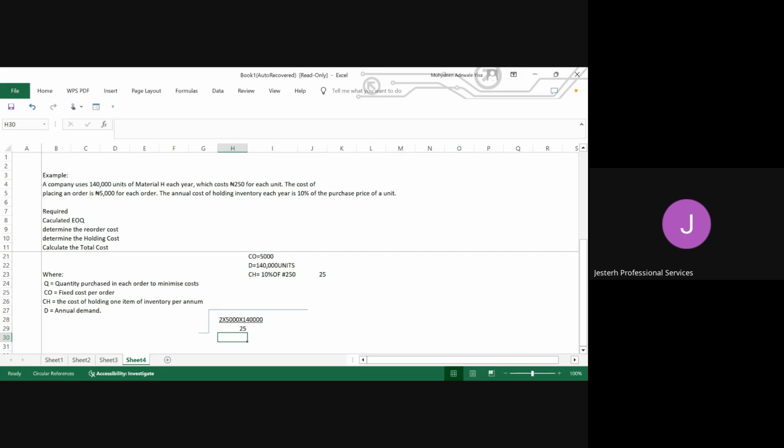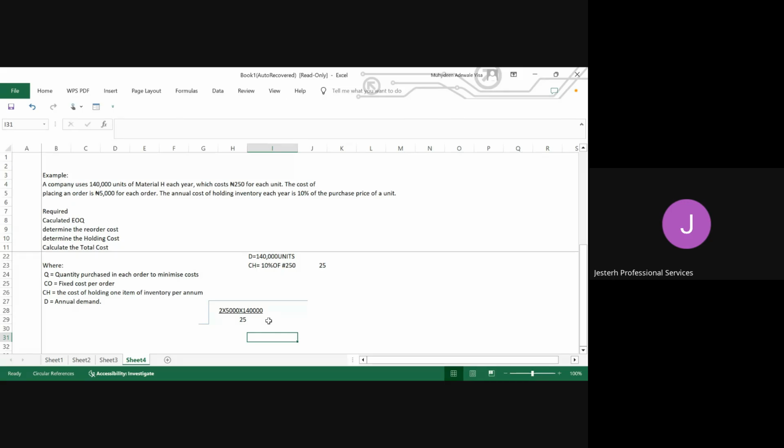Now we are going to calculate this so that we can know the quantity at which the company can place their order. If you have a calculator there, you will do it. Let's do it together. 2 multiplied by 5,000 multiplied by 140,000 divided by 25. Now it's going to give you 56 million.